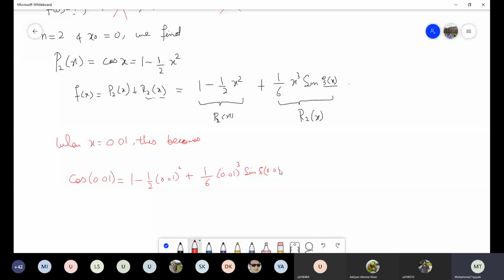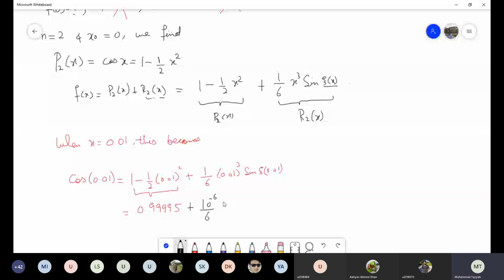So let us simplify a bit. This will become 0.99995. This has only become from these two terms. Plus, इसको simplify करेंगे तो आपके पास बनेगा 10 raised to power minus 6 divide, because this will goes up, and after 0.01 whole cube is 10 raised to power minus 6 divided by 6, and the sine of xi 0.01.